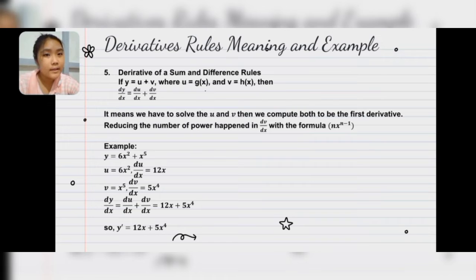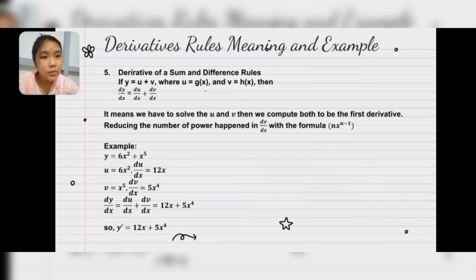Okay, there is the example that I made. The function is y equals 6x with 2 power plus x with 5 power. And then we have to solve the u, which equals 6x with 2 power.